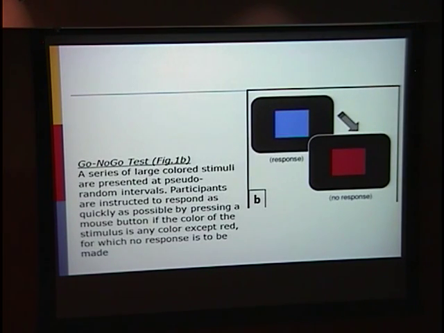And this is another example, of executive function, where large color stimuli are presented at pseudo-random intervals and the participants are instructed to respond as quickly as possible by pushing the mouse button if the color stimulus is any except red.